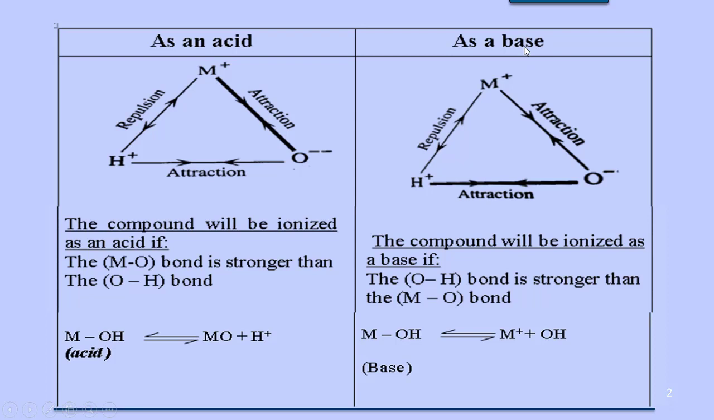In case of base, we have the bond between the element and oxygen, and also the bond between oxygen and hydrogen. But in this case, the OH bond is stronger than the MO bond, so it will be ionized as a positive ion and a hydroxide group.